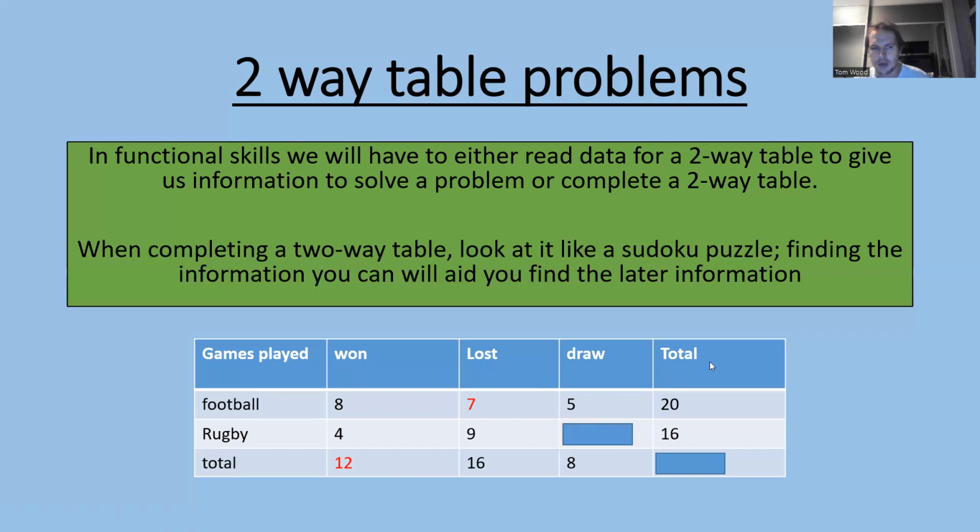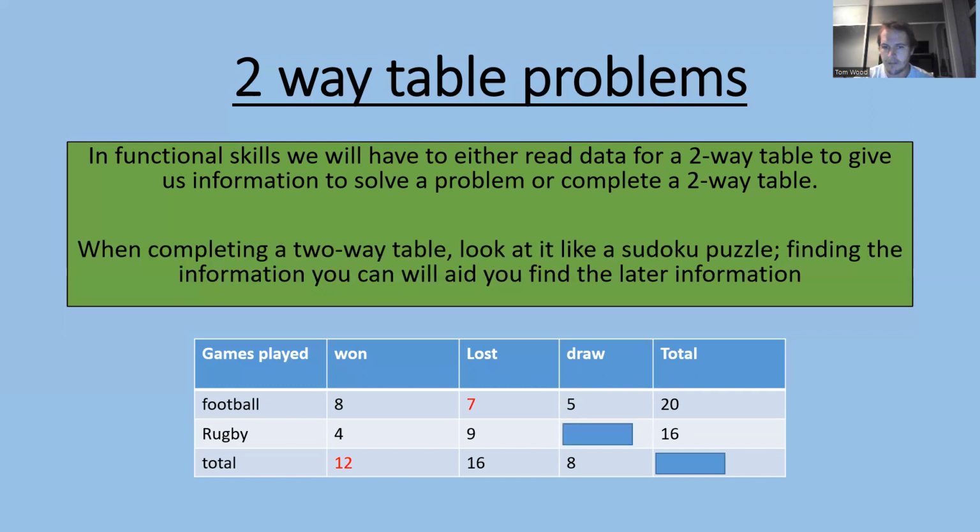Okay, so the amount of games of rugby that were drawn then is going to be 3. And the nice thing is with this one, as a prime example, I can work it out in 2 different ways. I can look at the games of rugby that have been played and say, well, in total, there were 16 games. 4 of them were won, 9 of them were lost. So that takes me to 13 in total. So there can only be 3 games that were drawn, which we would put in there.